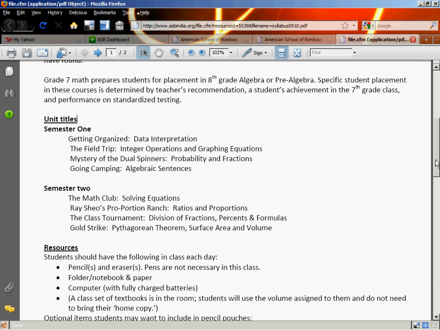During the course of this year, we'll be going over quite a number of different topics: data interpretation, integer operations and graphing, probability, algebra, solving equations, ratios, dividing fractions, and using the Pythagorean theorem, squares and square roots. All sorts of exciting things.